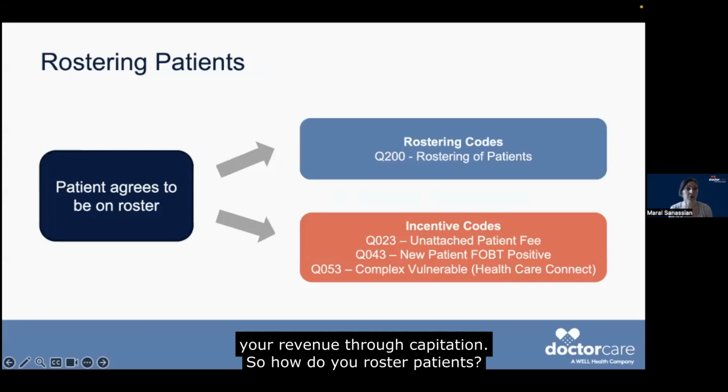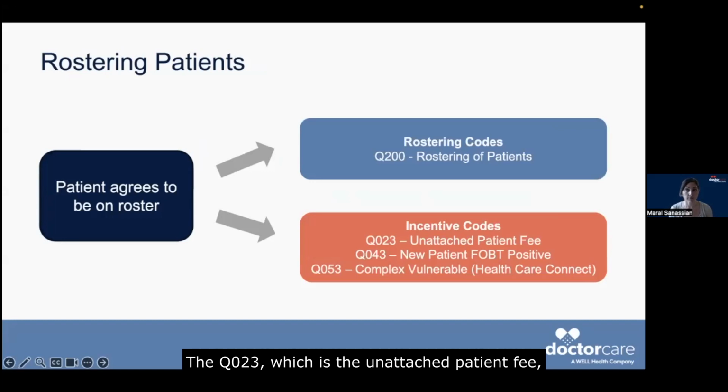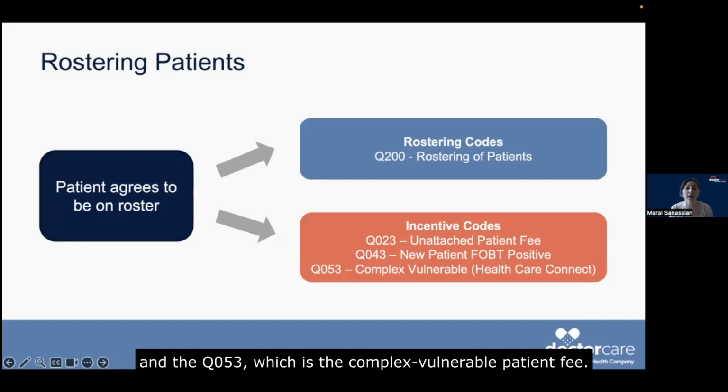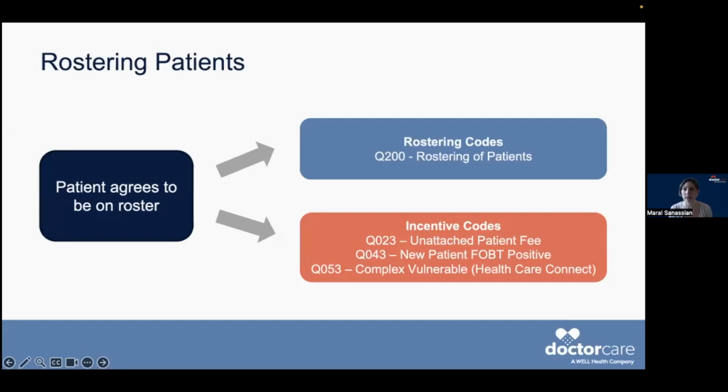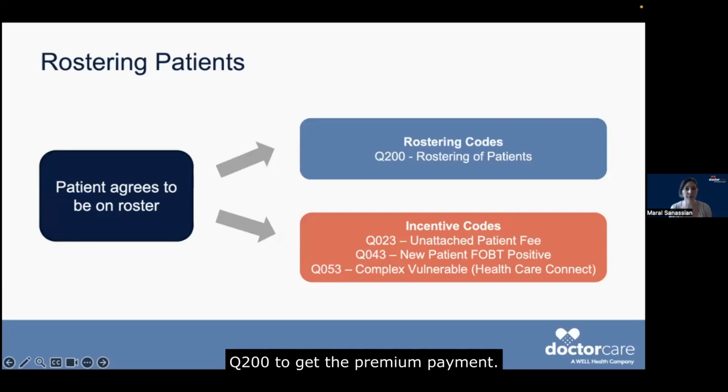So how do you roster patients? To roster a patient, you must submit the Q200 code. There are also a few rostering incentive codes: the Q023, which is the unattached patient fee, the Q043, which is the new patient FOBT positive fee, and the Q053, which is the complex vulnerable patient fee. If you do have a patient that falls into these categories, it's good to be aware that you want to be billing these incentive codes with the Q200 to get the premium payment.